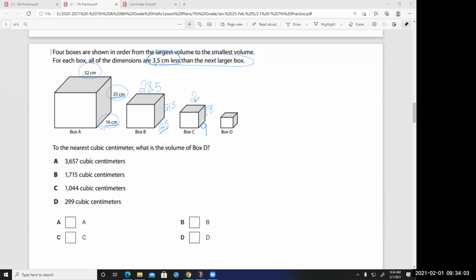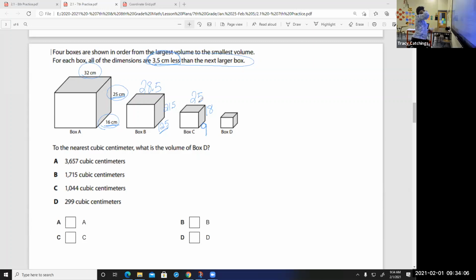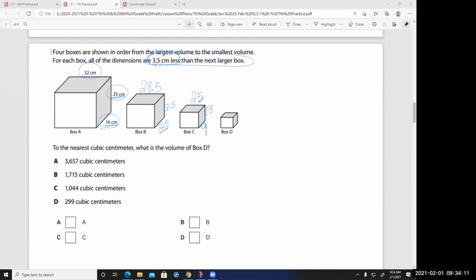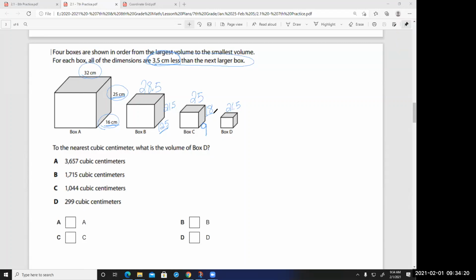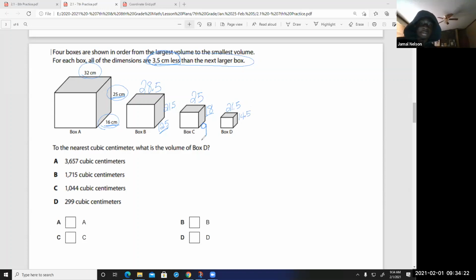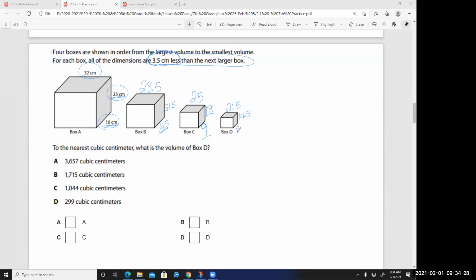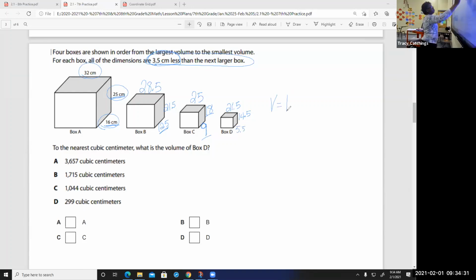All right, we gotta go once again. 25 minus 3.5 is 21.5. All right, 18 minus 3.5 is 14.5. 9 minus 3.5 is 5.5. All right, we got a box, so we know in order to find the volume, length times width times height. We just got all of our measurements. All right, 5.5 times 14.5.